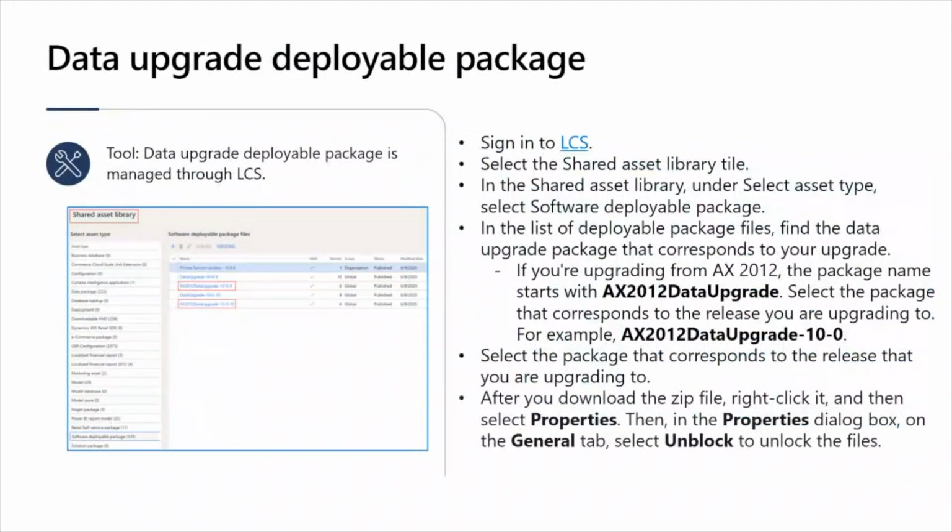For executing data upgrade, we need to use the data upgrade deployable package. So let's understand about the data upgrade deployable package. It is managed through LCS. To get the latest data upgrade deployable package for a target environment that is running the latest FNO update, download the latest binary updates from the LCS shared asset library. The naming convention used in LCS is AX2012 data upgrade 10-0-X. X will be the version where you will be upgrading, and it will be the latest one.